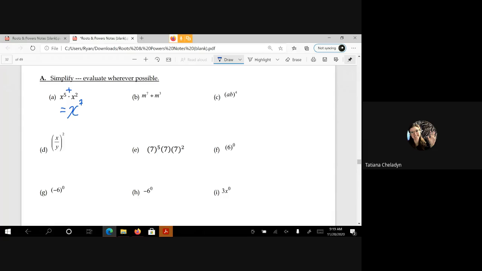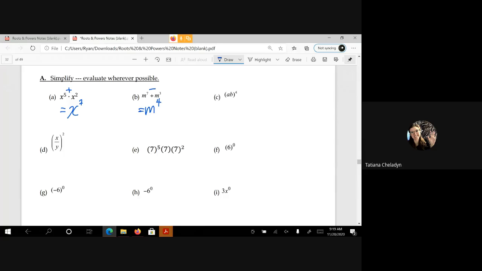Next, B, we have m to the 7 divided by m cubed. So this one's the opposite, dividing, so we're going to subtract. Oh my goodness, that is supposed to be the subtraction sign. Subtract. So 7 minus 3, we get m to the 4.